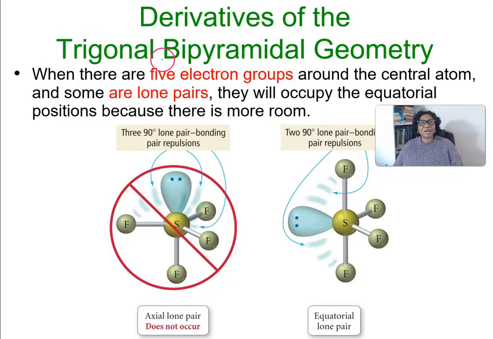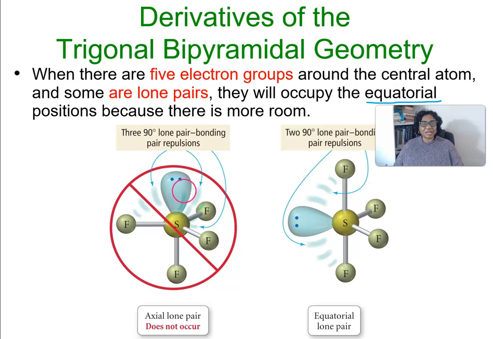Next, we want to look at trigonal bipyramidal geometry. They have 5 electron groups around the central atom. If some are lone pairs, let's see what geometry will be derived. The lone pair will occupy the equatorial position because that is where you have more room, more space.